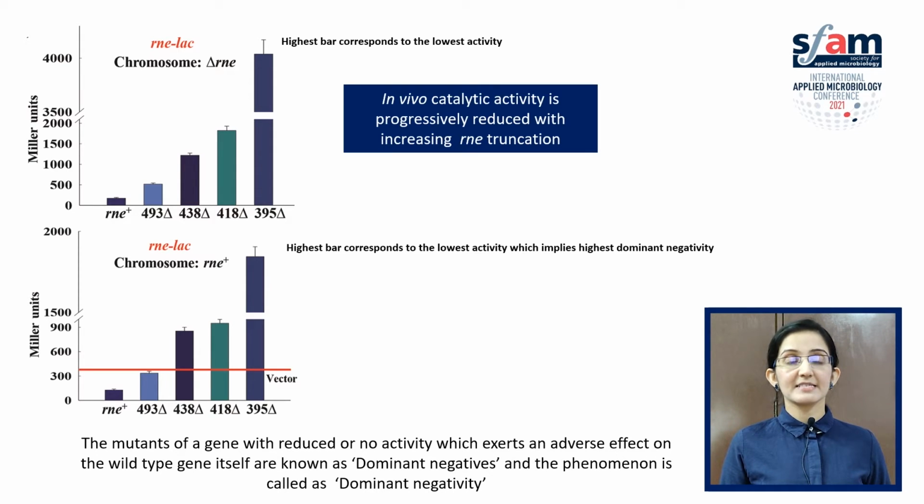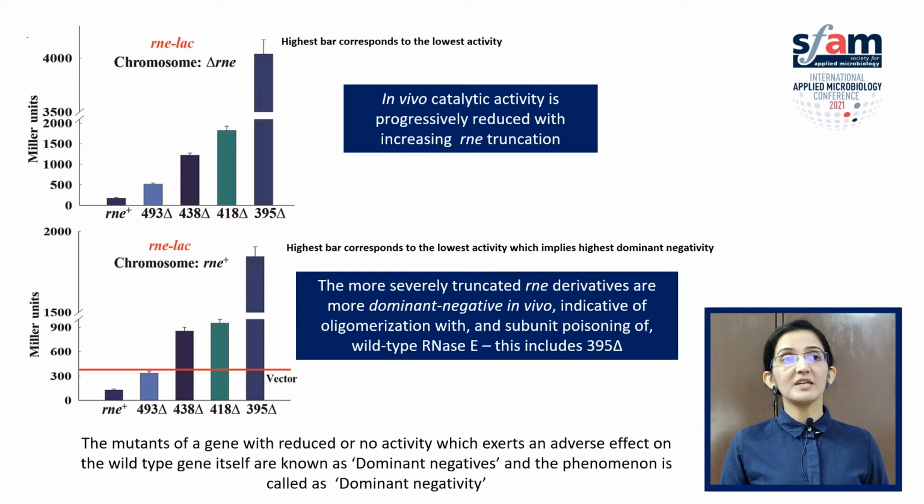The rnz-lac assay in the rnz plus strain has shown that the most severely truncated RNase Z derivatives are more dominant negative in vivo, indicative of oligomerization with and subunit poisoning of wild-type RNase Z. This includes 395 delta.